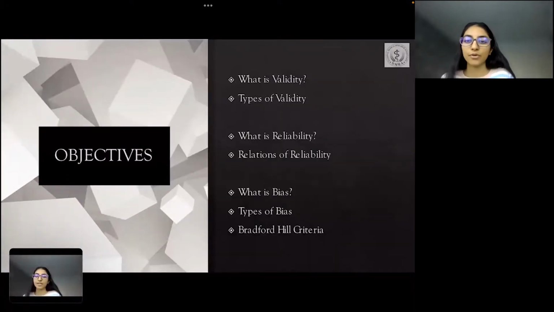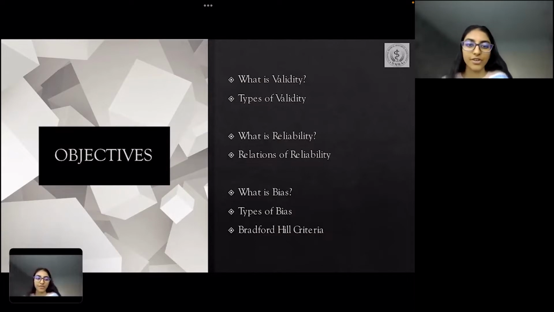Okay, so we're going to be talking about, firstly, what is validity and the types of validity. Then we'll be going on to what is reliability, and the relations of reliability. This will be covered at a more superficial level, because of the stats that's going to be covered in the next couple of sessions. But this hopefully will be a good introduction to that. And lastly, we'll be talking about what is bias, different types of bias, and the Bradford-Hill criterion.